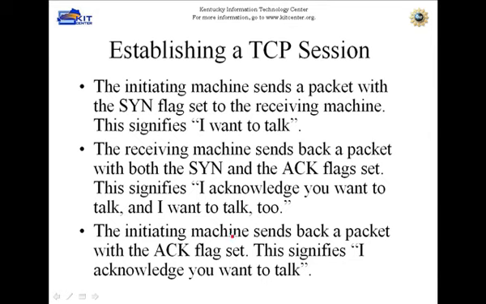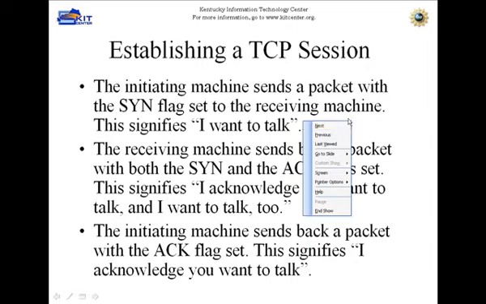So that's the first two parts of the three-way handshake. The third part is the initiating machine sends back a packet with the acknowledgement flag set that says, I acknowledge that you want to talk. And when the acknowledgement flag is set, there are actually acknowledgement numbers contained in these packet headers. So we'll see how these work here in a moment.